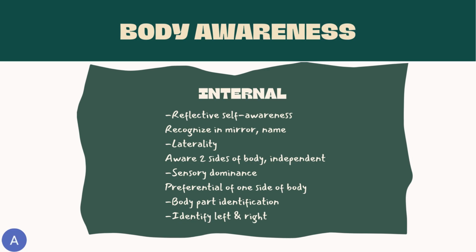So there are five elements under internal, which are reflective self-awareness, neutrality, sensory dominance, body part identification, and ability to identify left and right. So for reflective self-awareness, it's more to your own self. So the ability for you to recognize yourself in the mirror, to know your name, so to be aware of who you are.